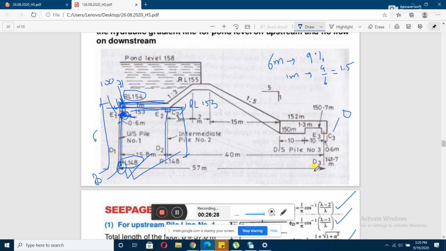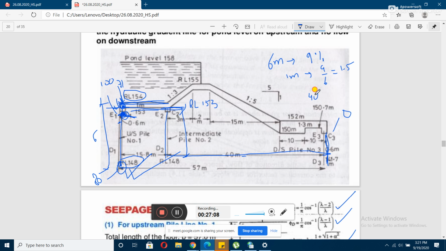And what will be the value of B2? The total floor length is 57, so 57 minus your B1 value will give us the B2 value. B2 is basically the distance of your intermediate pile from the extreme downstream side of the floor, not from this pile but from the extreme end of this floor. Either you can do 40 plus 0.6, that is also correct.